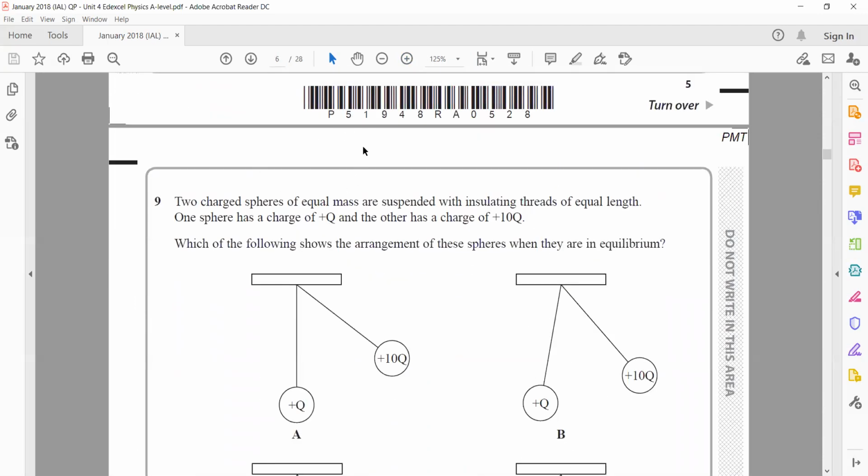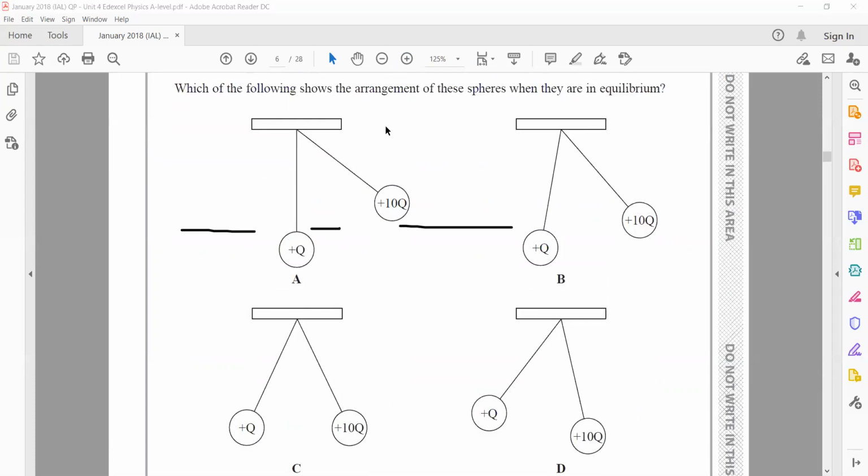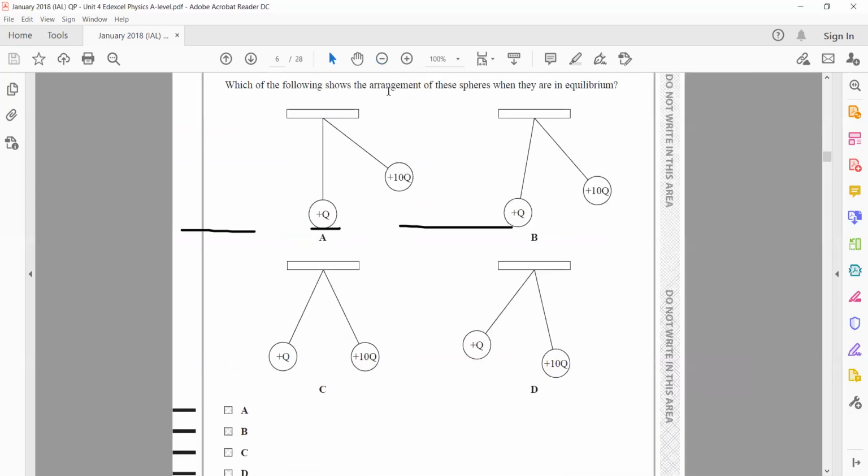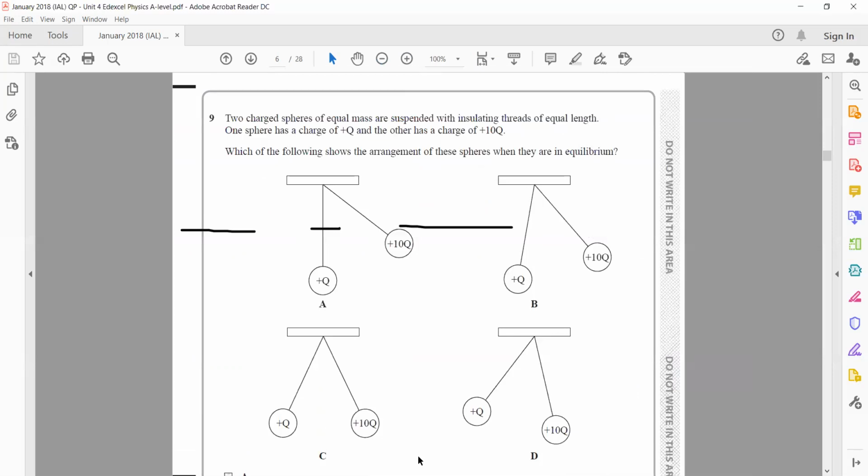Two charged spheres of equal masses, so they have equal masses, suspended with insulating thread of equal length. One sphere has a charge of Q and the other has a charge 10Q. Which of the following shows the arrangement of the spheres when they are in equilibrium? Means when they balance each other. What is the right answer? A, B, C, or D? Keep in mind they have equal masses.